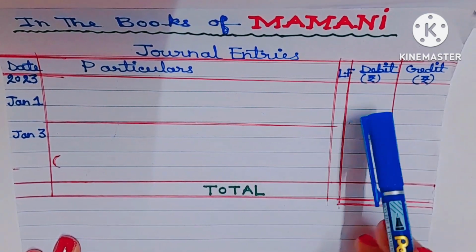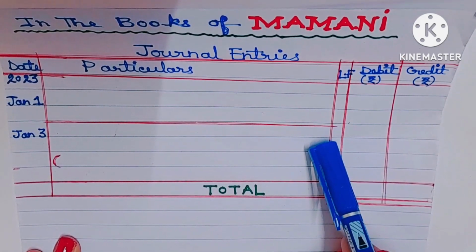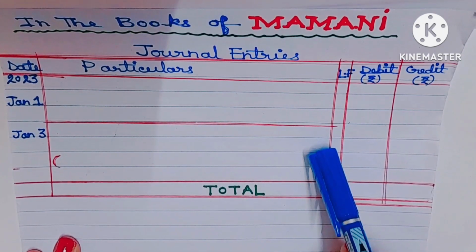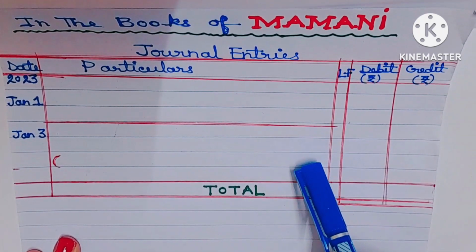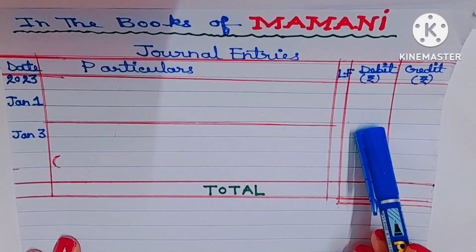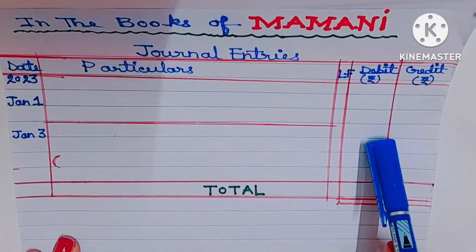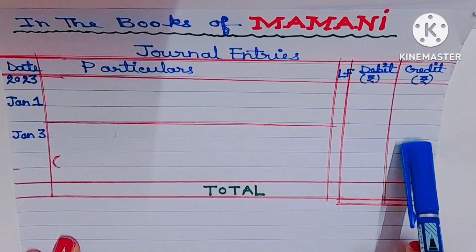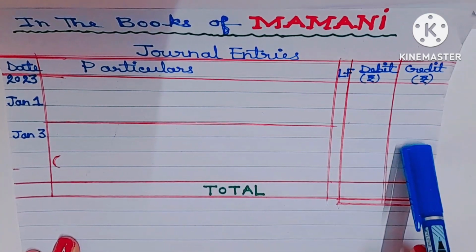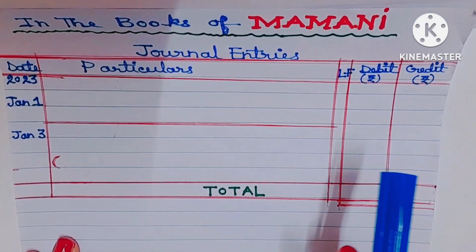Okay, the third column is LF. LF means ledger folio. This is the page number of ledger accounts, where all entries from the journal are later posted into the ledger accounts. Okay. The fourth column is the amount column. The amount of the account being debited is written here, and the last column is also the amount column. Here the amount of the account being credited is written, and then we have to show the total.